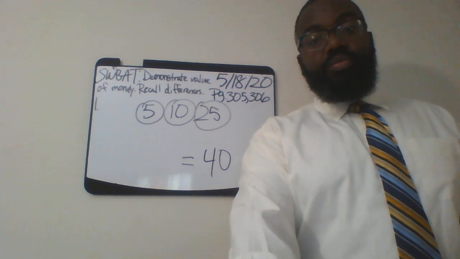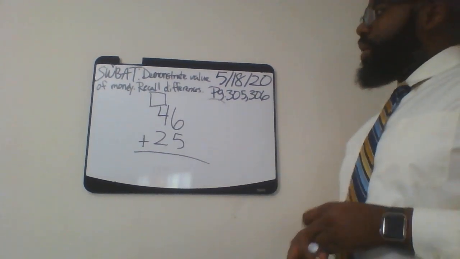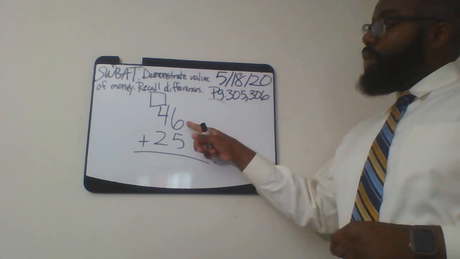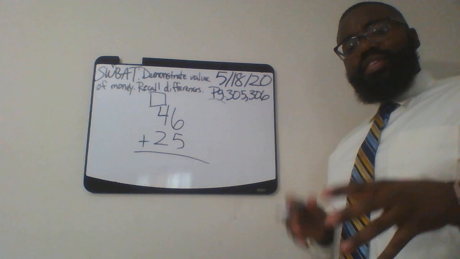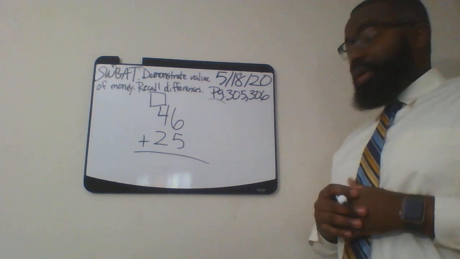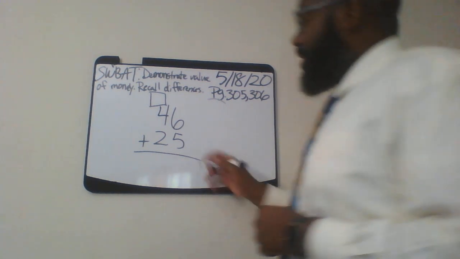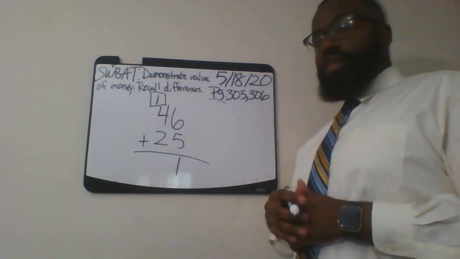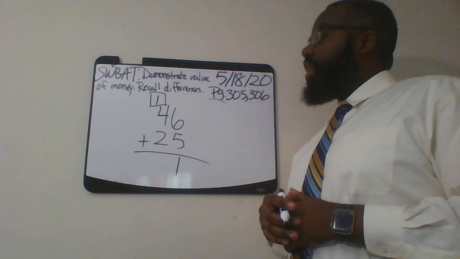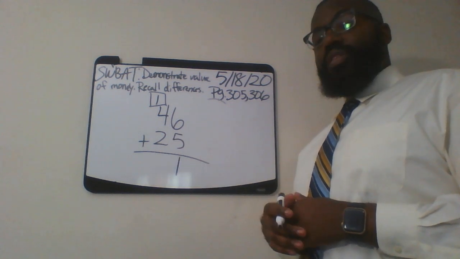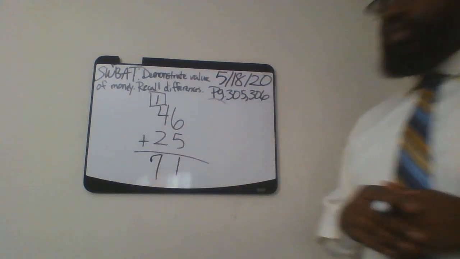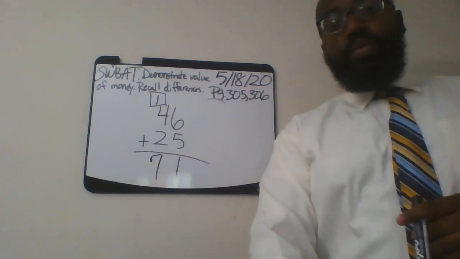Let's work with an example. The first problem we're going to work with is 46 plus 25. Let's begin. What is 6 plus 5? We add 6 and 5 together. What answer may we get? That is indeed 11. 1 goes there. Next, what is 1 plus 4? That is 5. Next is 5 plus 2. What is 5 plus 2? That is 7. So the answer to 46 plus 25 is 71.